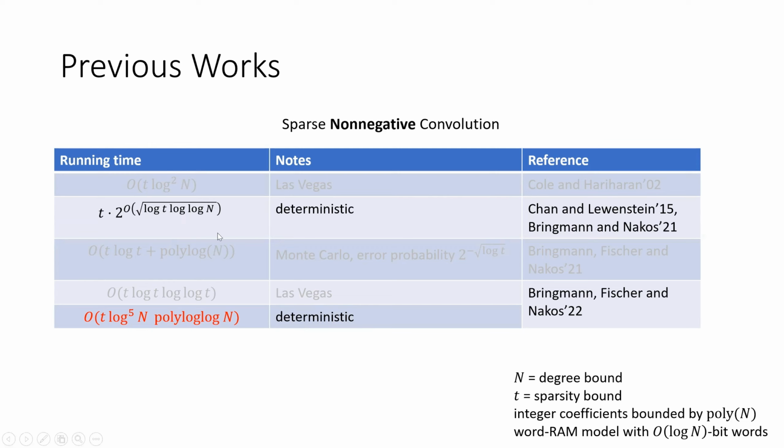For this non-negative sparse convolution problem, previous work by Bringmann, Fischer, and Nakos gave a deterministic algorithm in near linear time in t, and the number of log factors in this running time is 5.